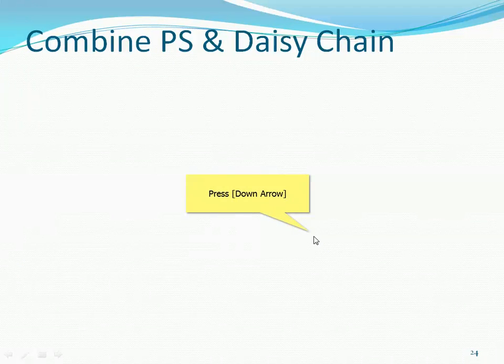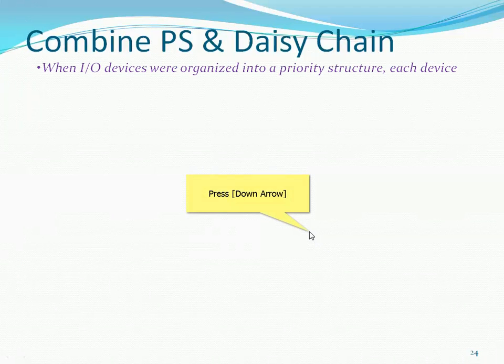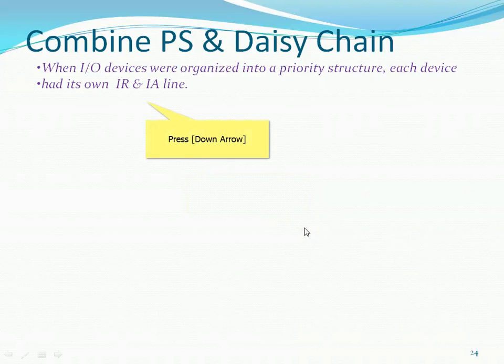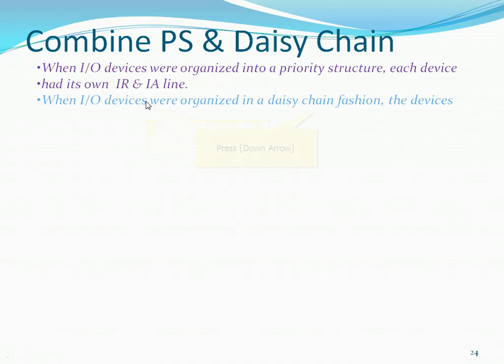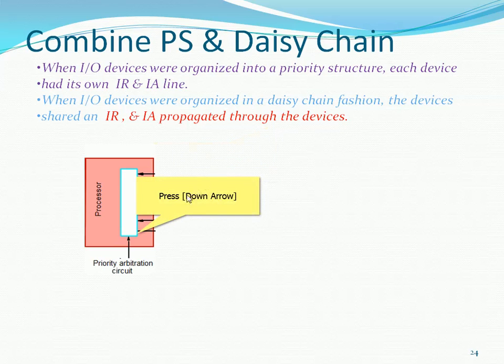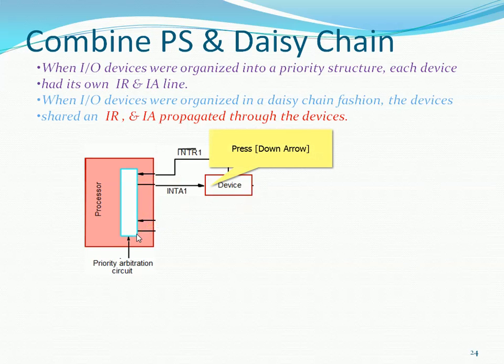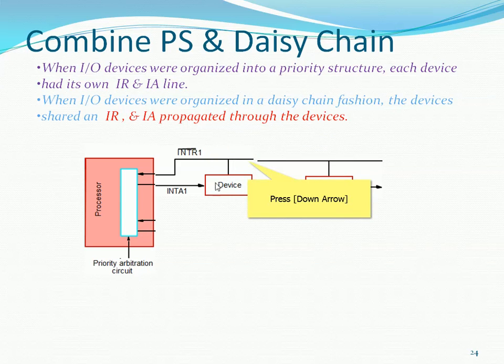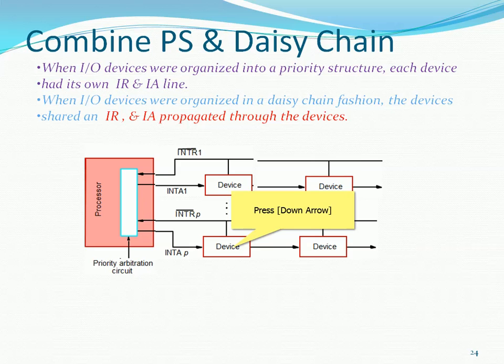So combining this polling scheme and daisy chain is much more powerful. When IO devices were organized into a priority structure, each device had its own interrupt request and acknowledge line. When IO devices were organized in a daisy chain fashion, the devices shared a request line and the acknowledge propagated through the devices. So the priority arbitration receives the interrupt: device 1 will have an interrupt, then device 2, like that, the devices form a group here.